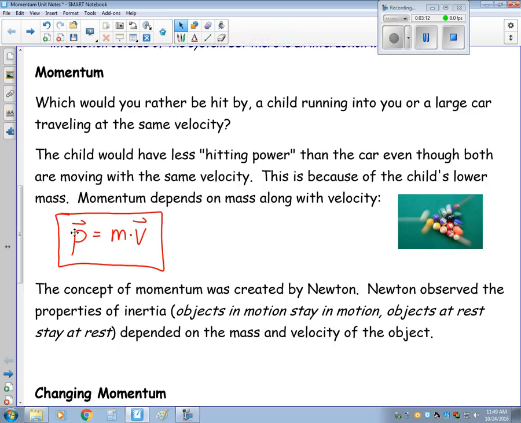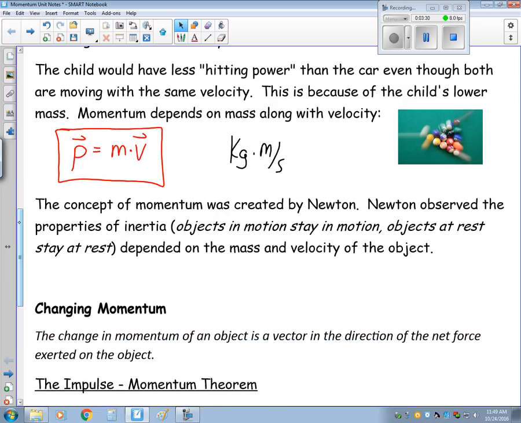The units for momentum will be the kilogram meter per second. There's no fun derived unit for momentum. It's just simply a kilogram meter per second. Now this concept of momentum was kind of created by Newton. Newton observed the properties of inertia, the fact that objects in motion stay in motion, objects at rest stay at rest, and he correctly found out that this property of inertia depends on the mass and velocity of an object.